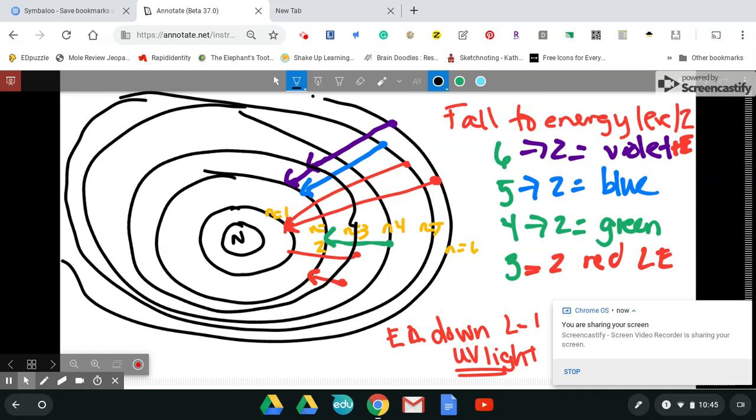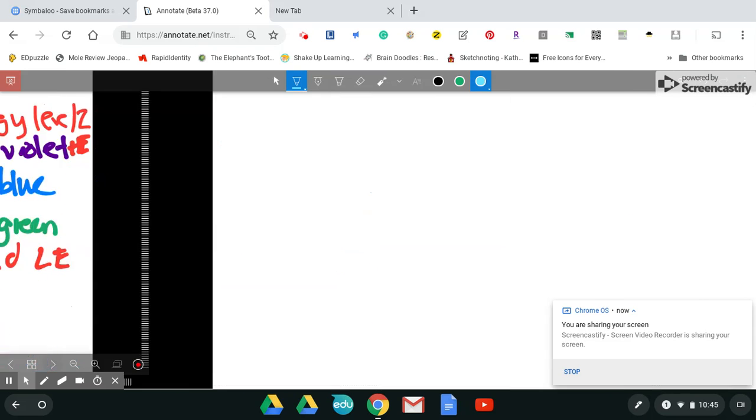All right, so if I am at level 5 and I drop to level 3, I'm going to give off infrared. If I'm at 4 and I drop off to level 3, I'm going to give off infrared. So here's what you've got to remember.